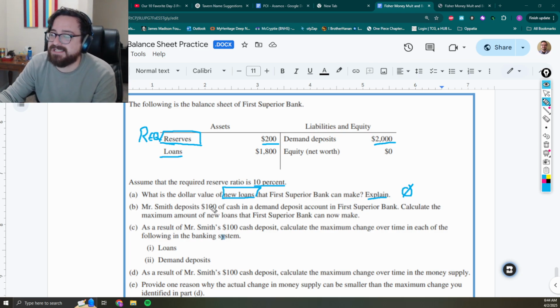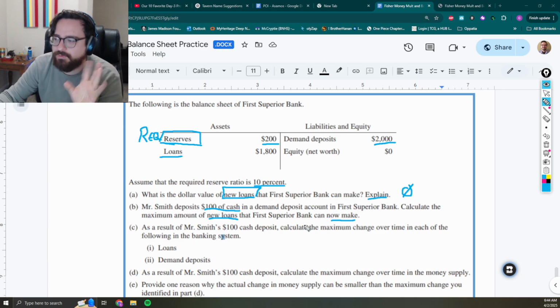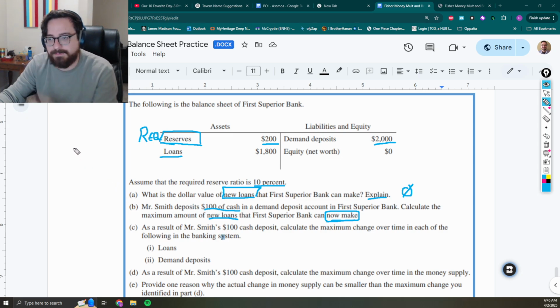Mr. Smith deposits $100 of cash in a demand deposit account, just a regular checking account, in First Superior Bank. Calculate the maximum amount of new loans that they can now make. Careful, it doesn't say over time. The word maximum there makes me want to do a multiplier thing, but it does say how much they can now make. It doesn't say over time yet. It just says max amount. How much money of that deposit could they loan out is what this question is asking. So I'm thinking, okay, this $100 gets split.